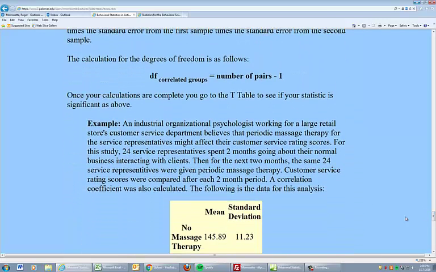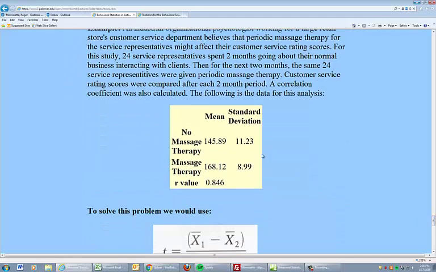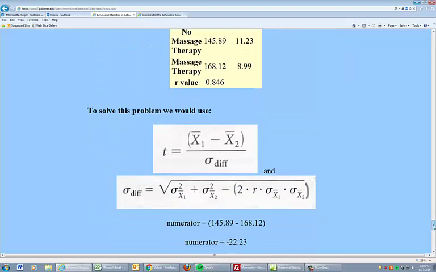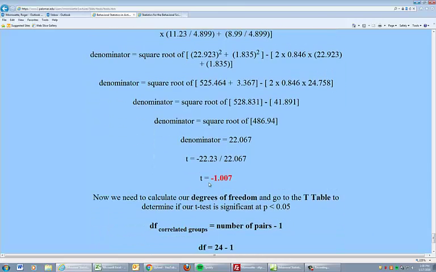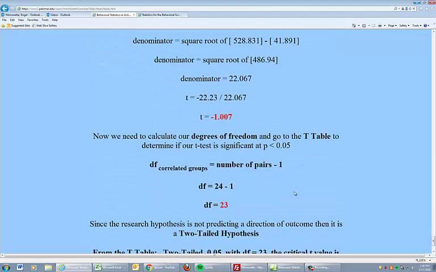So in our example, we're studying massage therapy, how well it works on people in a work environment. We have 2 means, the control group and experimental group. We have a correlation value. We have standard deviations for each. We do our calculations. We plug in our values step by step, and we end up with a negative 1.007. We want to go see if that is significant or not. We use the number of pairs, degrees of freedom 3.